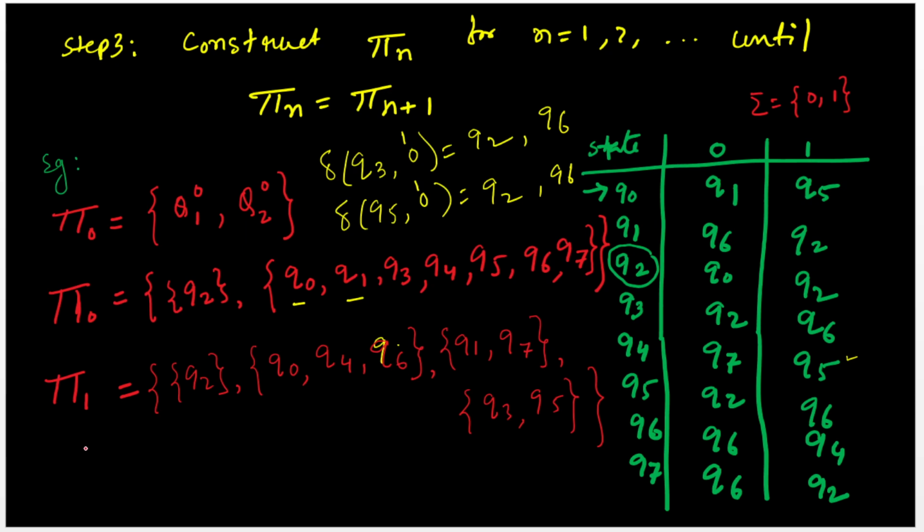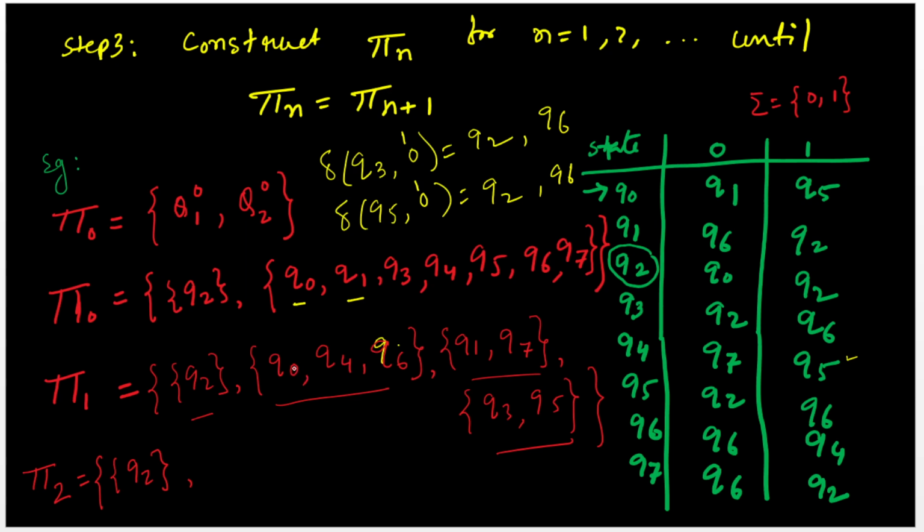Now we further check for pi of 2. That means we have to check whether they are 2 equivalent, that means whether they are k plus 1 equivalent, and we have to construct pi of 2 from pi 1. Q2 will remain the same. In this set we have to check every subset of pi 1. So this is one subset, this is another, and this is, we have to check all.